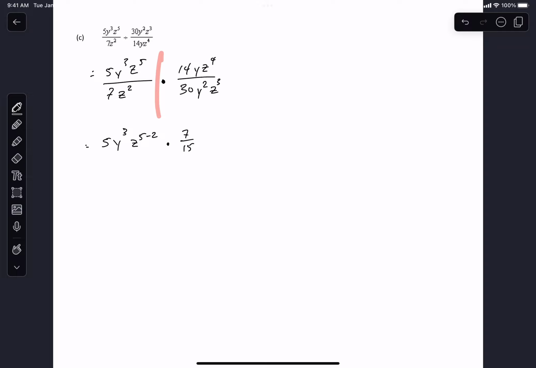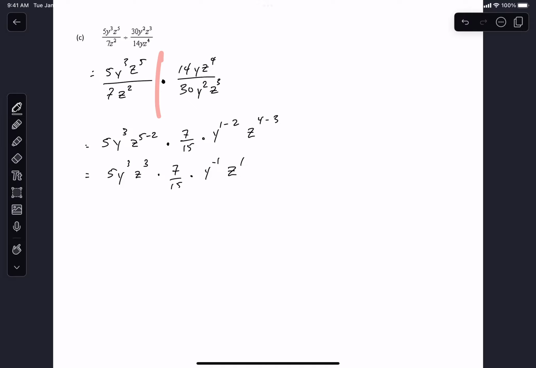And then we're going to multiply by y to the 1 minus 2, z to the 4 minus 3. Everyone good? Okay. And so here's what we're going to get. We're going to get 5y cubed, z cubed, multiplied by 7 over 15, y to the minus 1, z to the positive 1.